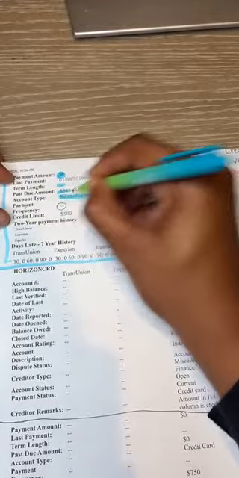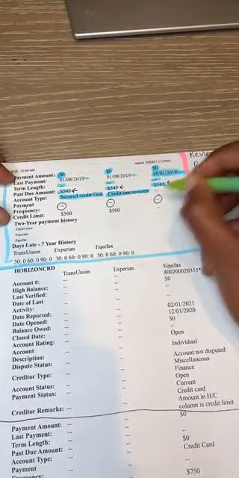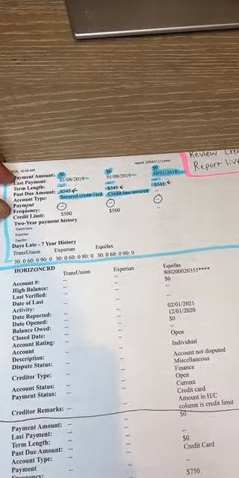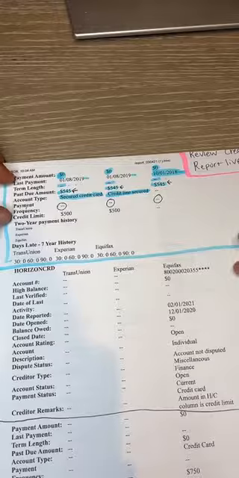Payment frequency. Now this account was open. It will let us know the frequency of payment, which most of the time is one month. Okay. There you go. I answered that question for you.